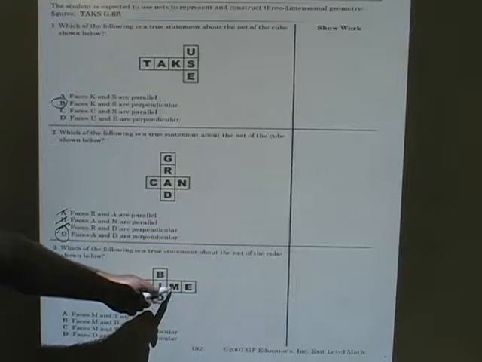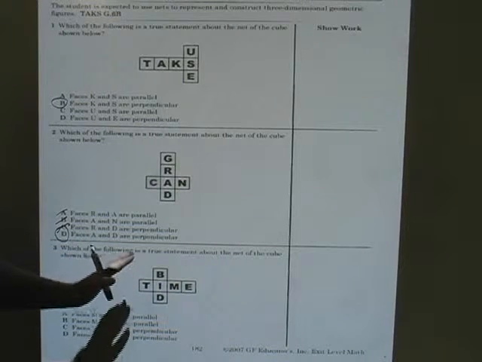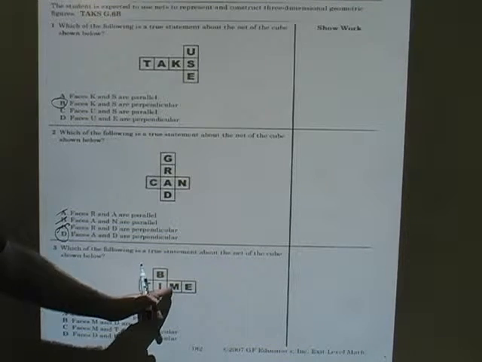Number 3. M and T are parallel. And that's true because M would come down and be on the right side of this cube. T would be on the left side, and they would be parallel.